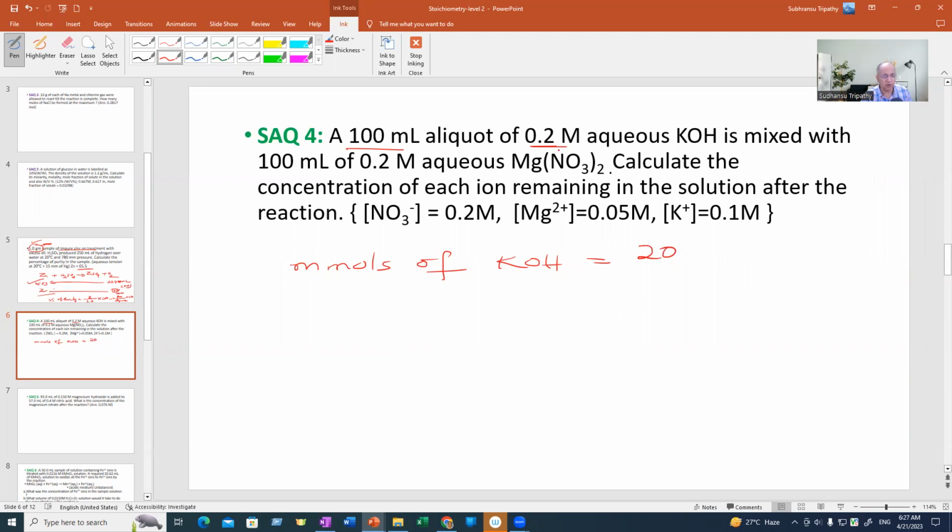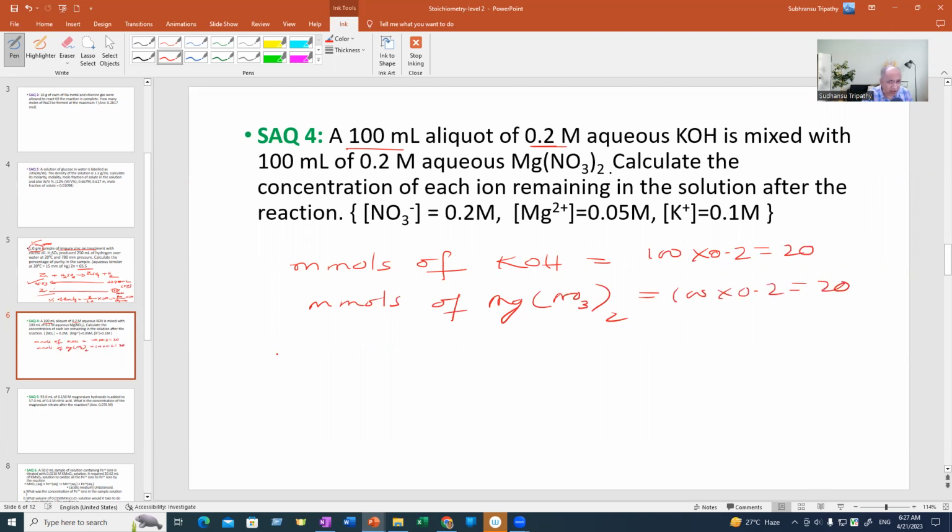Now, the number of millimoles of KOH is 20. And tell me the number of millimoles of the other reactant, magnesium nitrate. Sir, 20 millimoles. Again, 20. Let me write it down because some of you are going slow. Doesn't matter. Today is the last class. I have to go in my way with a moderate and optimum speed. So 100 into 0.2 is 20. Same thing here, 100 into 0.2 is 20.